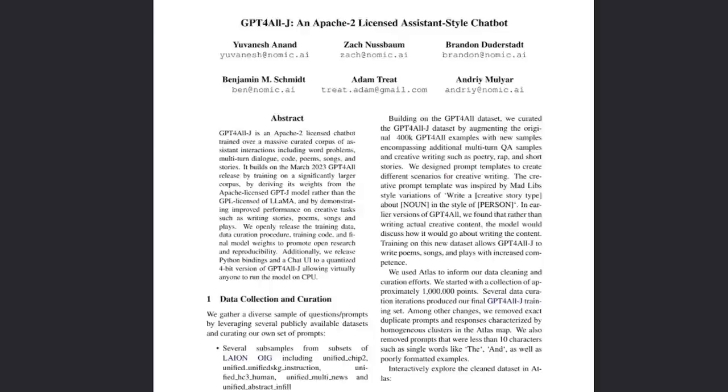We have a quick look at the paper for GPT4All-J. We can see here this is an Apache 2 licensed chatbot trained over a massive curated corpus of assistant instructions, including word problems, multi-turn dialogue, code, poems, songs, and stories. There's also an interesting bit here. In earlier versions of GPT4All, we found that rather than writing actual creative content, the model would discuss how it would go about writing the content. Training on their new dataset apparently increased the competence with this.